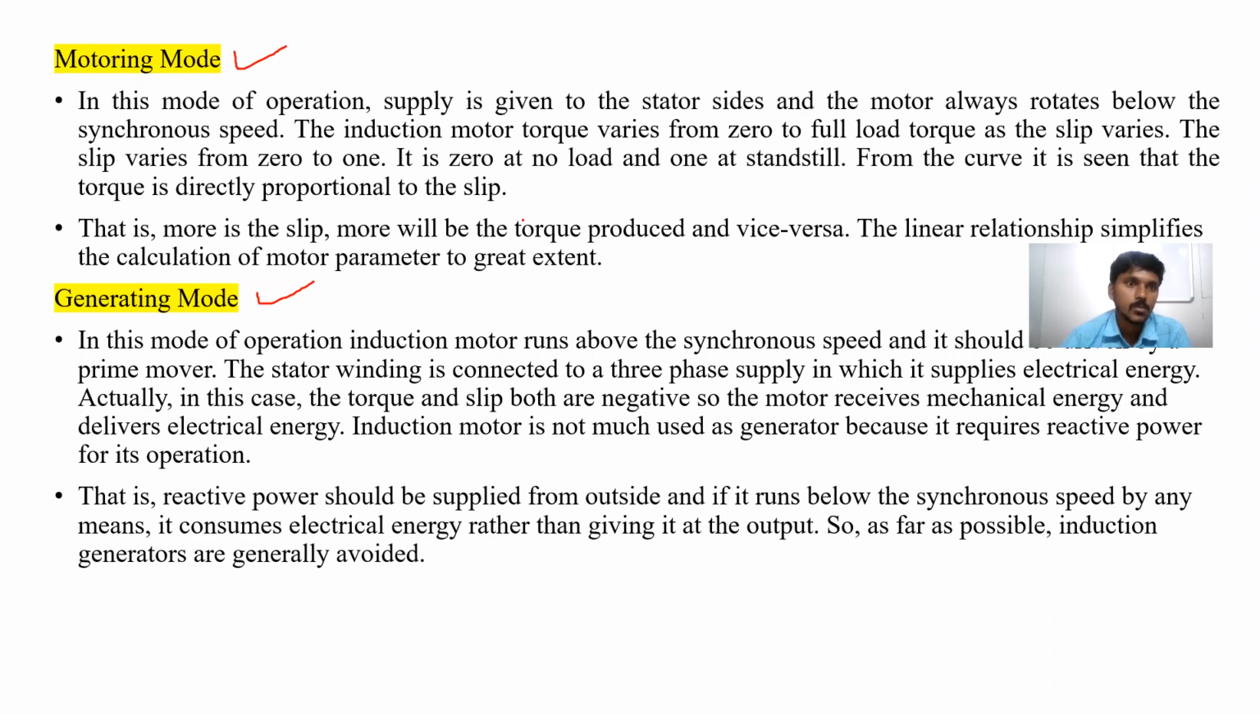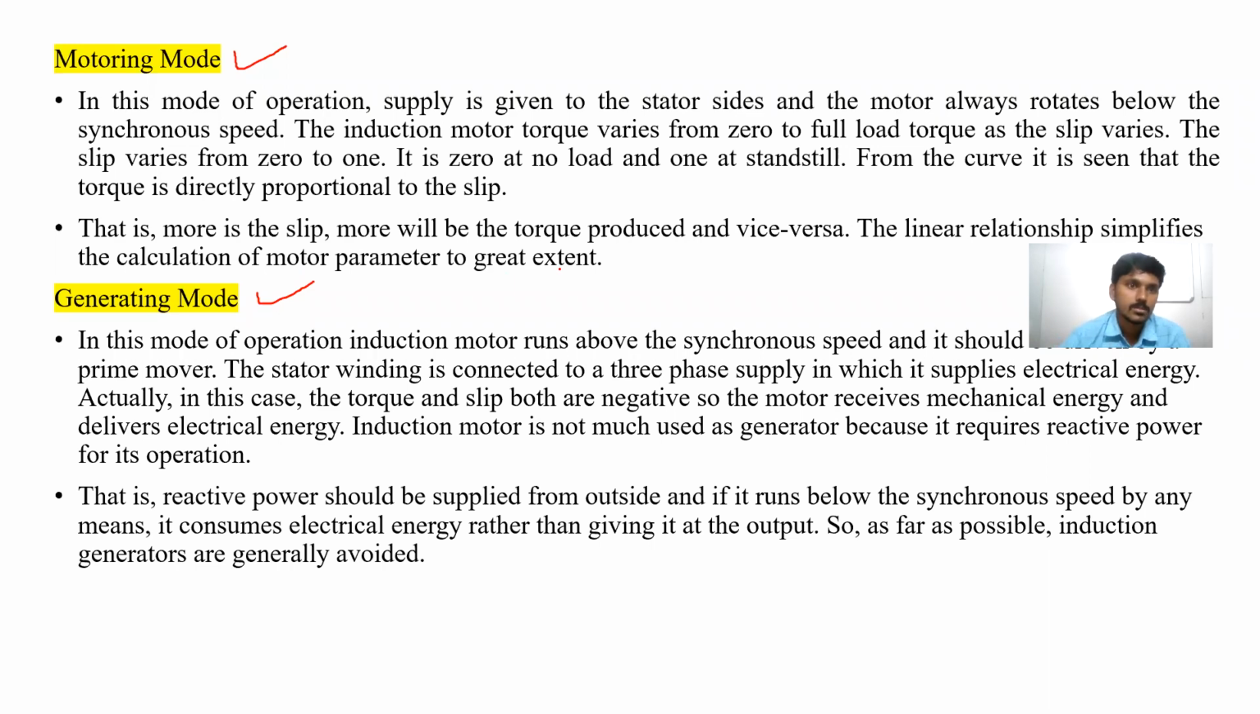The more the slip, the more will be the torque produced, and vice versa. The linear relationship simplifies the calculation of motor parameters to a great extent. Clear? So we can say here, if the slip increases, the torque also increases. If the slip is more, the torque is also more. The torque is more means the mechanical power is also more.